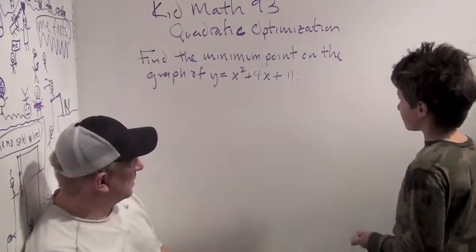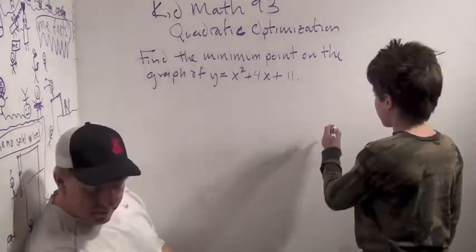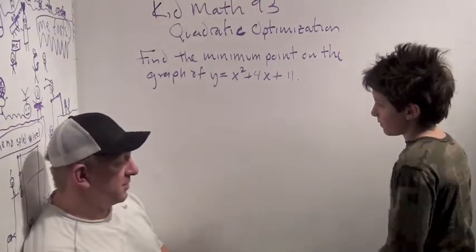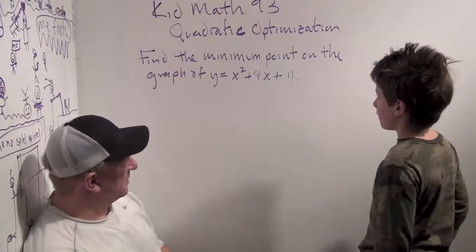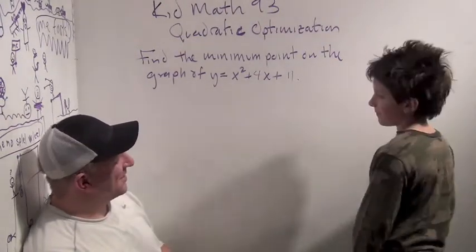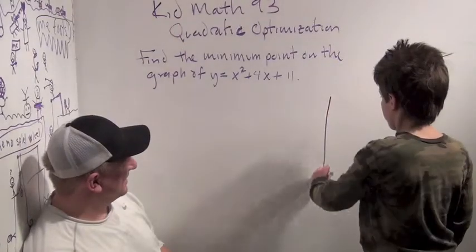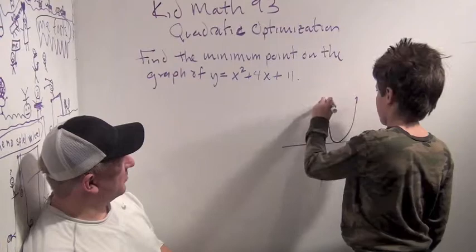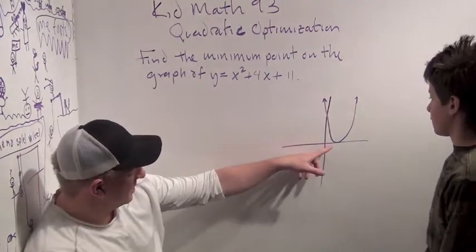What can you tell me about this graph? Well, it won't be an upside down parabola. No, it won't be an upside down parabola. It also won't be a banana. What will it be? It might be something like this. Okay, it looks like it's a parabola pointing up. So it does have a minimum point.